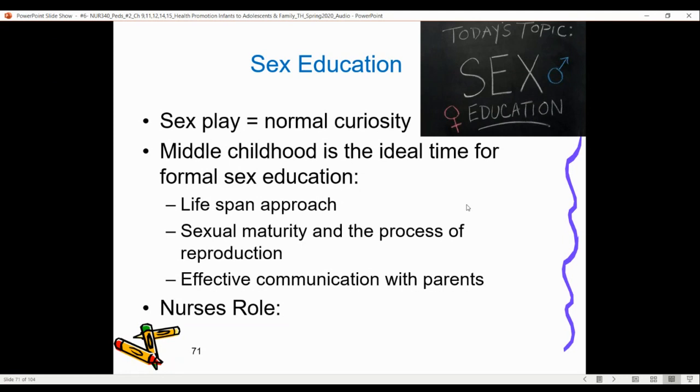So that's kind of the start with that, and then it's typically high school that we start talking about STDs and scare them with the pictures and those kind of things. So we really need to be able to start encouraging that at this age. Now, not everybody is doing that.